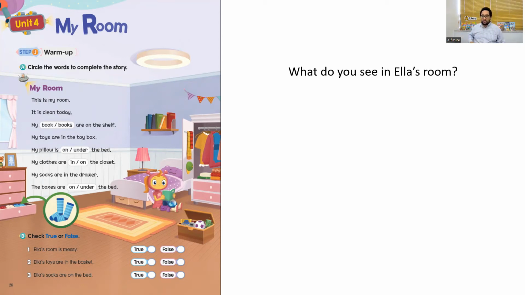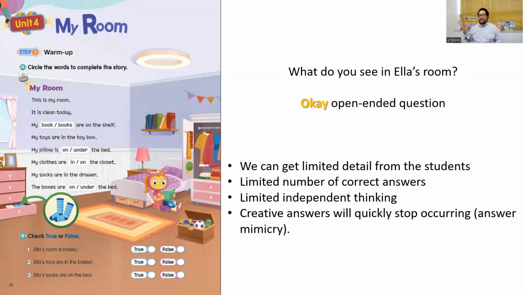So when we think about this, what do you see in Ella's room? Maybe the students have an active imagination and they'll say, well, there's a door. Even though you can't see it in the picture, it is probably in the room because most rooms have a door, things like that. Now, this is an okay open-ended question. The reason I say it's an okay open-ended question is because we get a limited amount of detail from the students. They're more or less going to stick with what they see in the picture. That means there are a limited number of correct answers, so there's limited independent thinking.